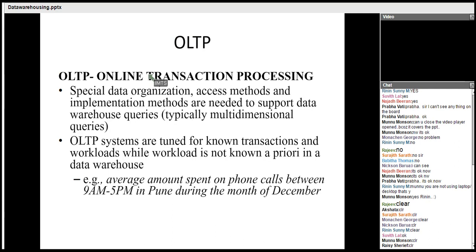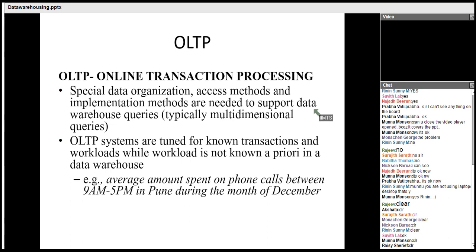Then comes the very important thing, that is OLTP. What is OLTP? OLTP is online transaction processing. Special data organization, access methods and implementation methods are needed to support data warehouse queries, typically multi-dimensional queries. OLTP systems are tuned for known transactions and workload, while the workload is not known a priori in a data warehouse. So special data organization, access methods and implementation.